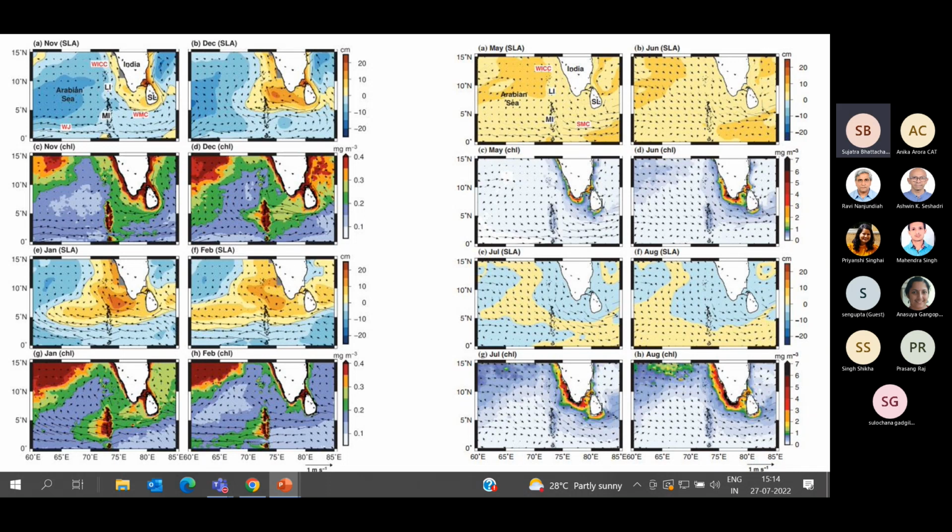From these figures, we can see that initially the concentration is near the coast. Then, as these SLAs move westwards, as the Rossby wave propagates westwards, this concentration also propagates westward. But in contrast with this winter scenario, in the summer monsoon, there is no propagation of the chlorophyll in the westward direction. Most of the chlorophyll is concentrated near the boundaries of the coasts.